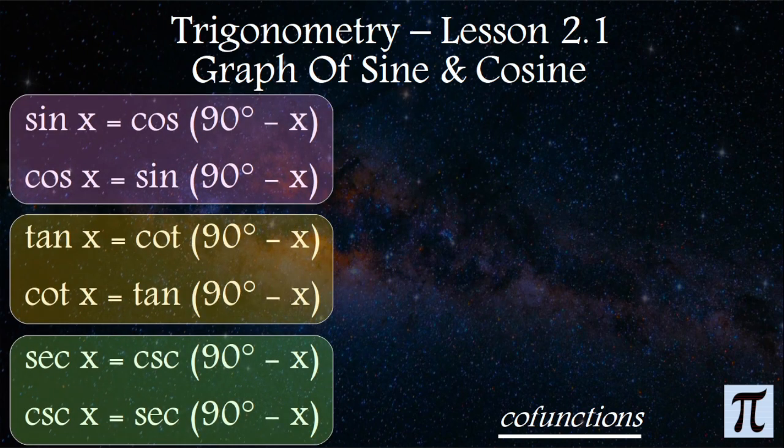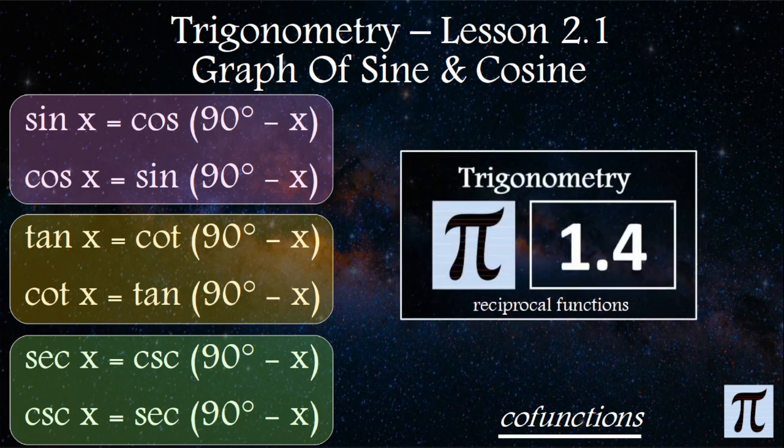In fact, all the trigonometric functions have a cofunction. Sine and cosine are cofunctions of each other. Tangent and cotangent are cofunctions of each other. And secant and cosecant are cofunctions of each other. As you can see, each trigonometric function has a 90 minus x relationship with its cofunction. If you need a reminder on these reciprocal functions, you can go back to section 1.4 where we cover cotangent, secant, and cosecant.